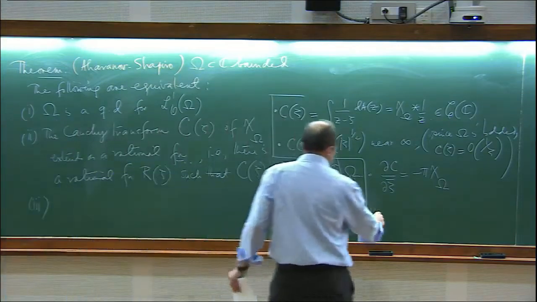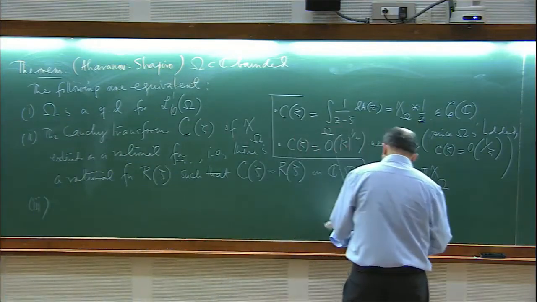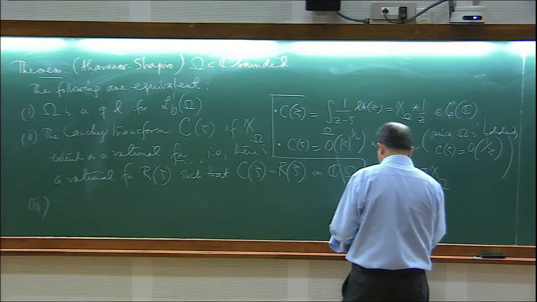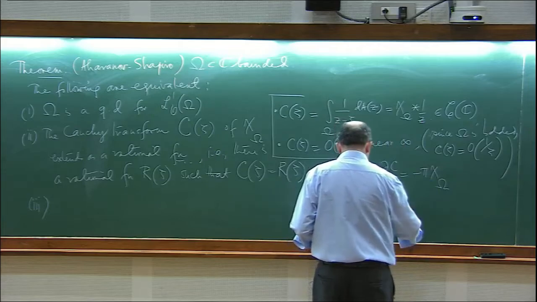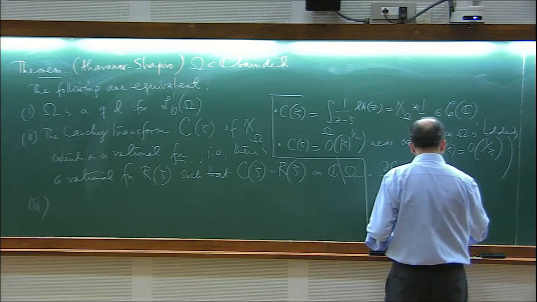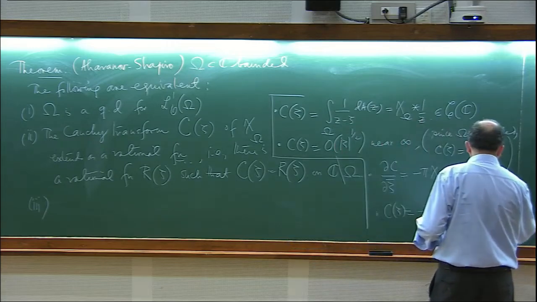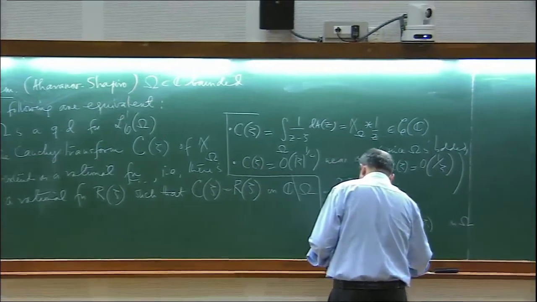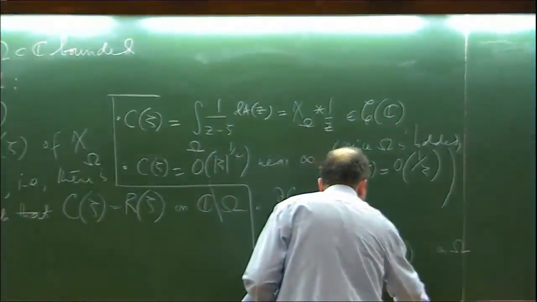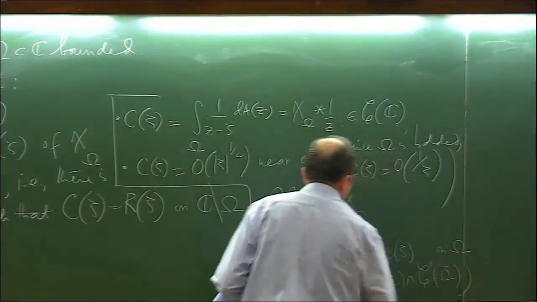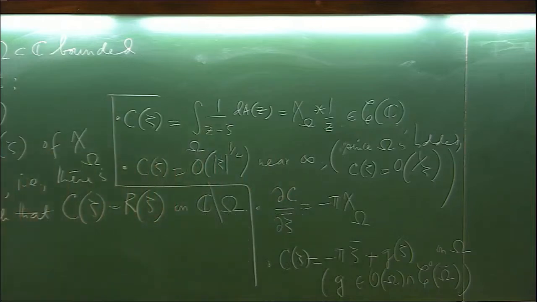And the other thing that was mentioned was that the Cauchy transform can be written as minus pi times zeta bar plus a holomorphic function on omega. Here G is continuous on omega, holomorphic on omega and continuous on the closure.